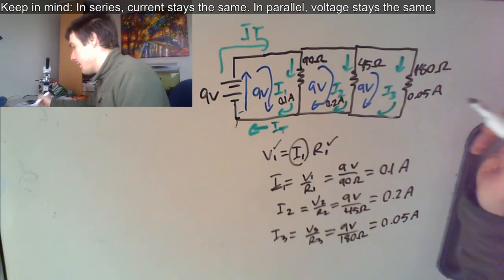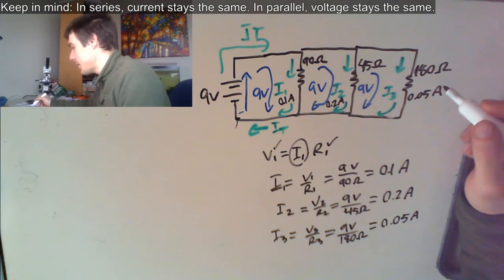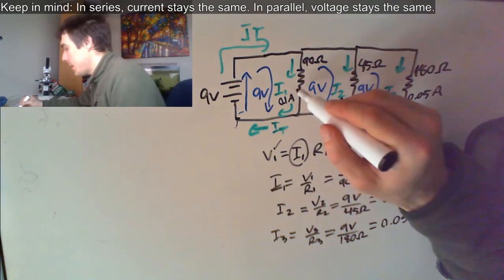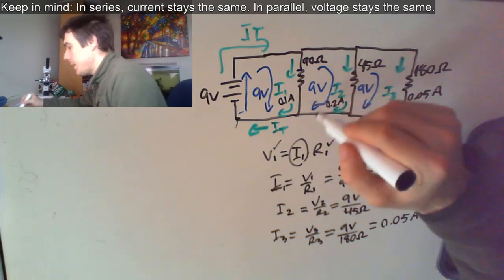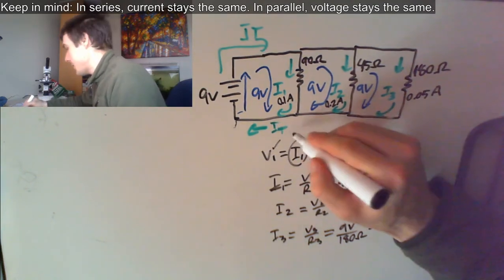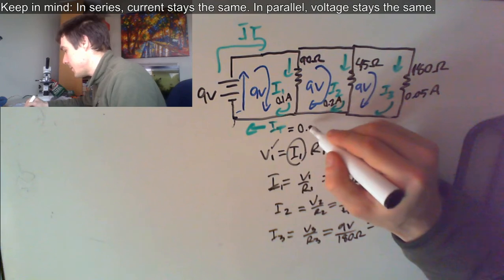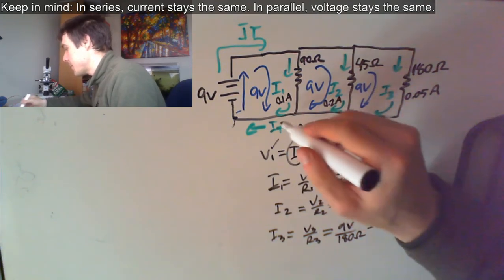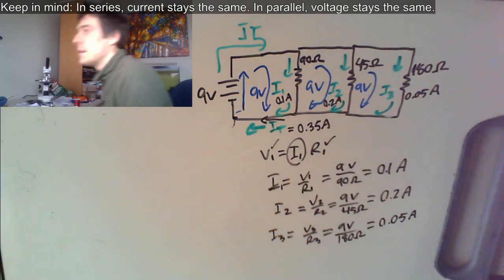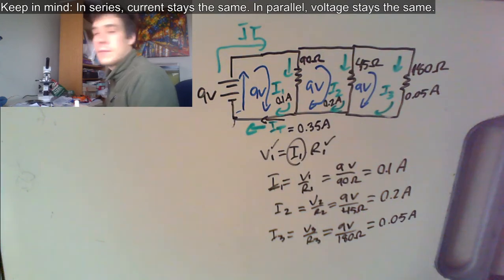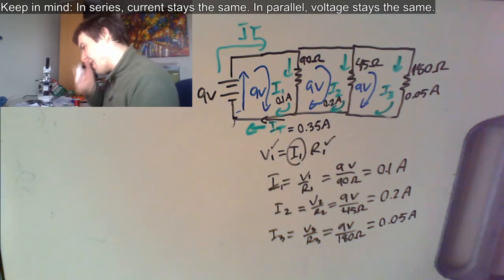Okay. And then to figure out the total current, you just use the junction law. 1, 2, and 3 all have to come together for IT. So IT is going to be 0.1 plus 0.2 plus 0.05, which is 0.35 amps coming through here, because the 3 currents all come together. So that one's pretty straightforward. You actually can figure it out pretty easily.